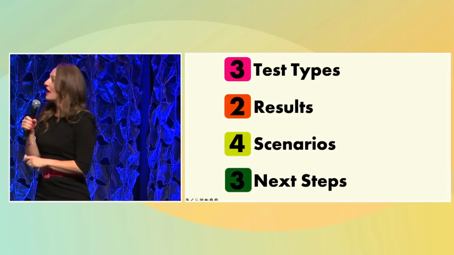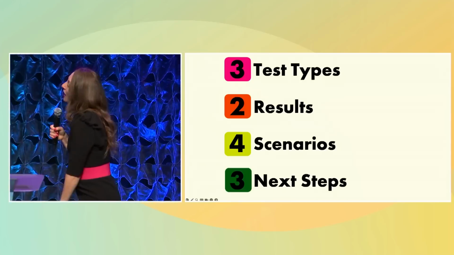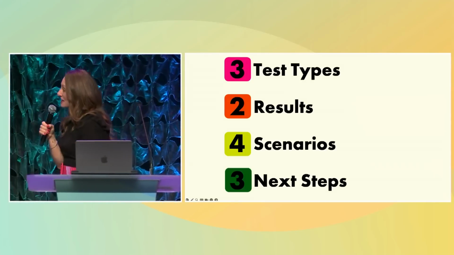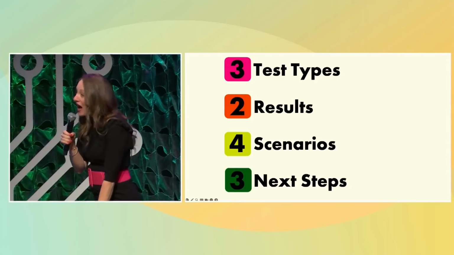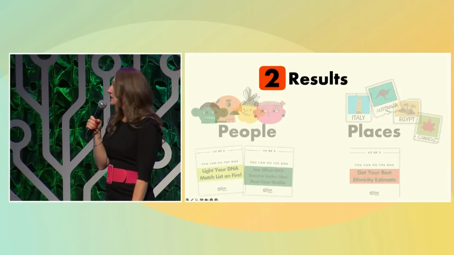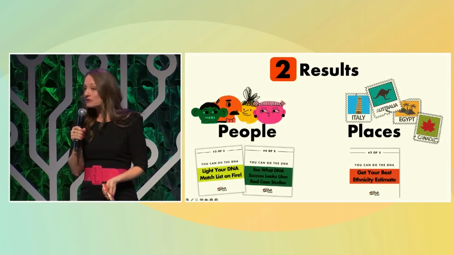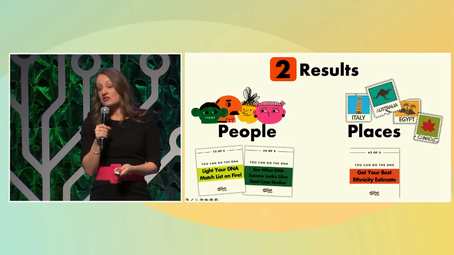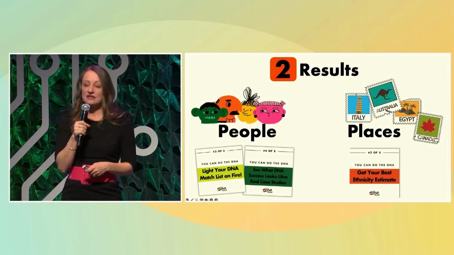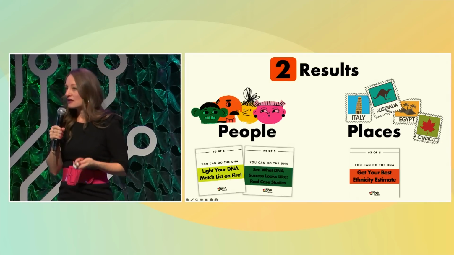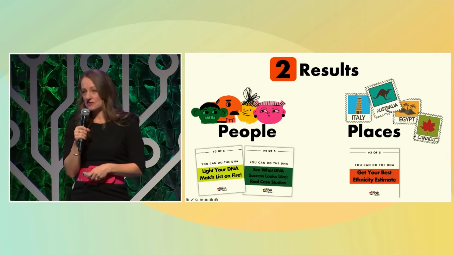Okay? So, that was 3 test types. From each of those 3 test types, you get 2 kinds of results. You're going to get results that link you to other people in the form of a DNA match list, and you're going to get results that link you to other places, sometimes in the form of maps and percentages.